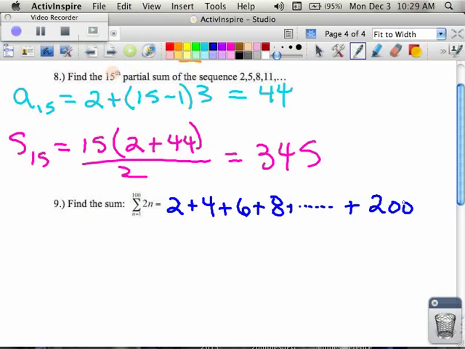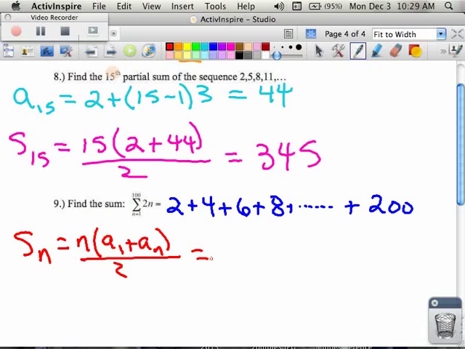Is this what I really wanted? No, I actually want the sum. So to find the sum, I use my formula. Sum of whatever amount of numbers is my number of things times my first number plus my last number, all over 2.